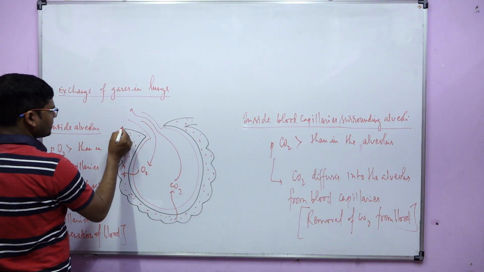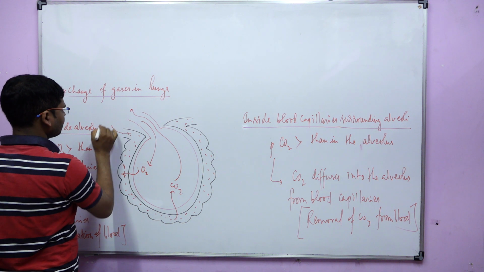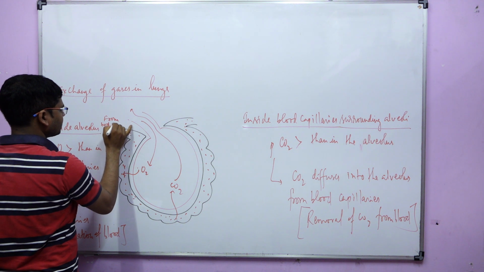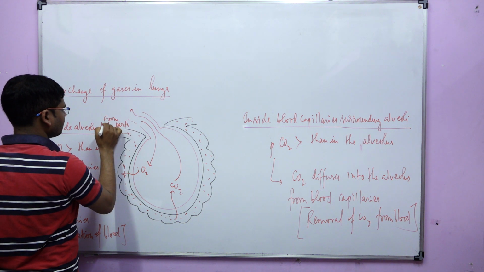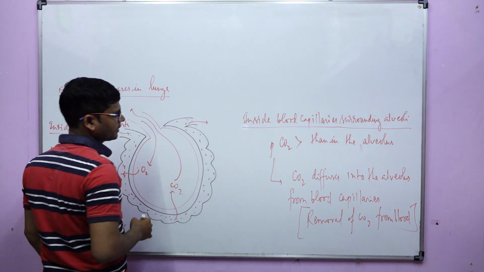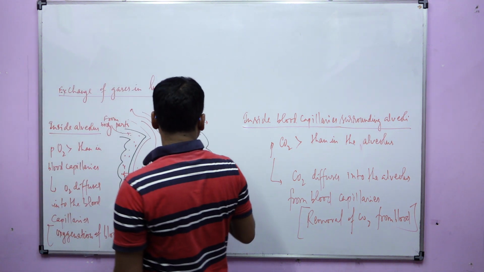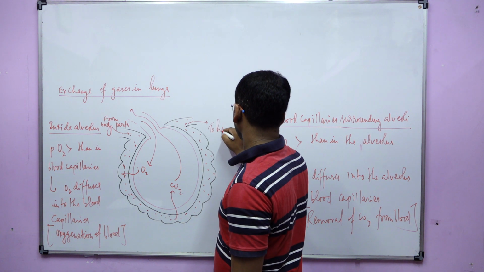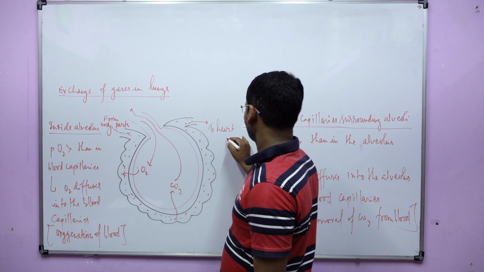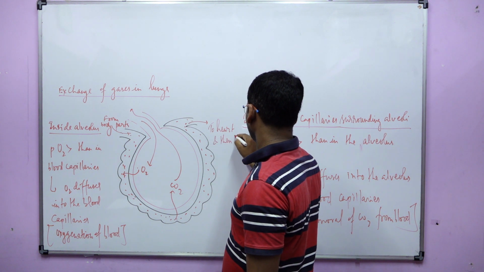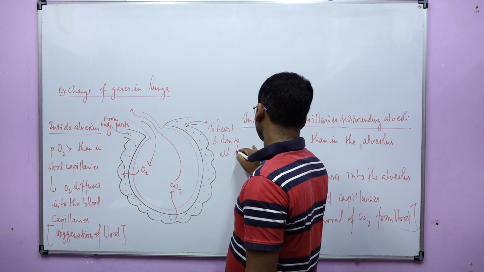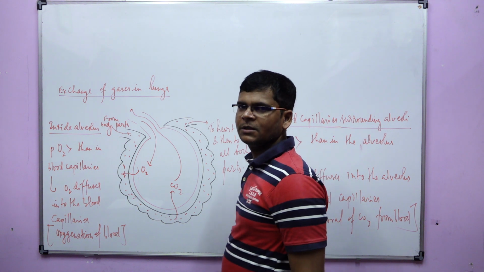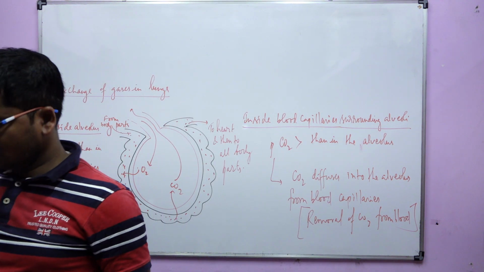So this blood which is coming, actually it is coming from body parts, and this blood which is being taken, let us imagine, to the heart, and then to all body parts. So this is how exchange of gases takes place in our lungs.